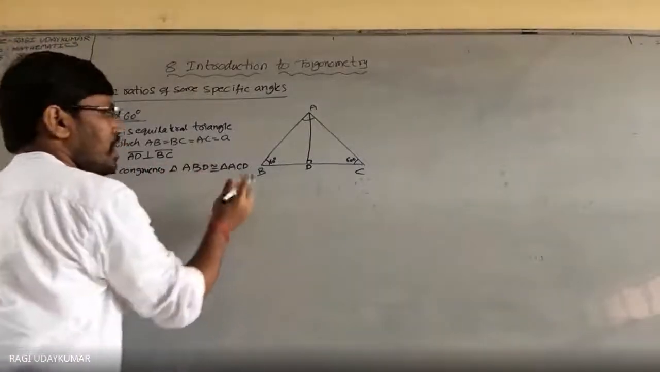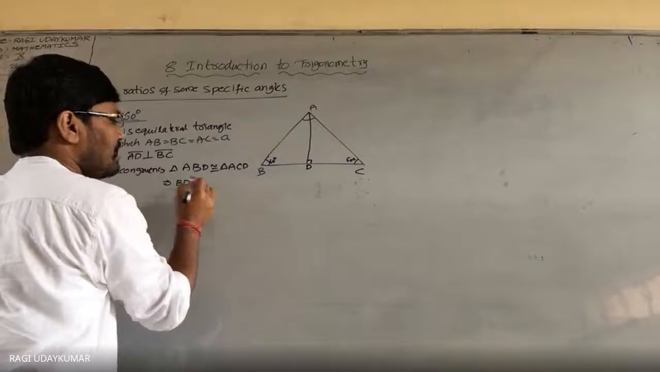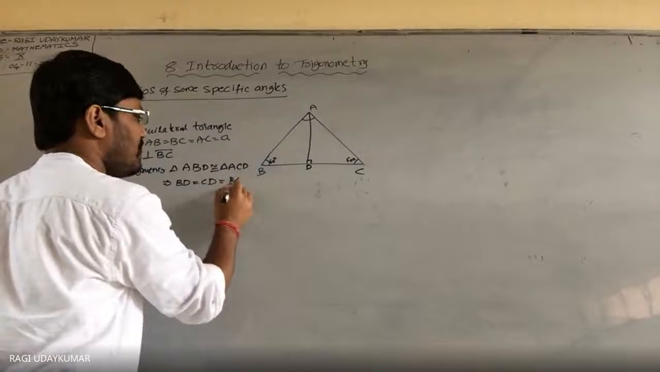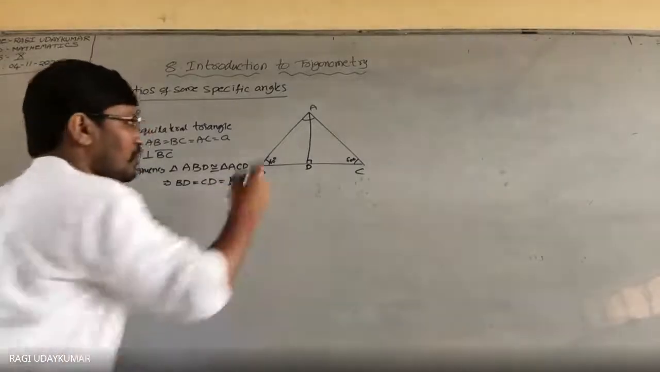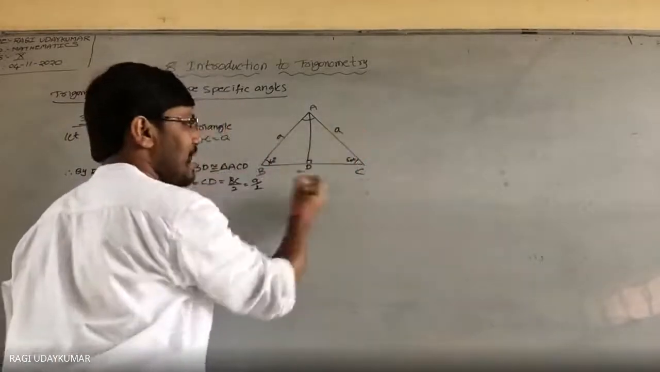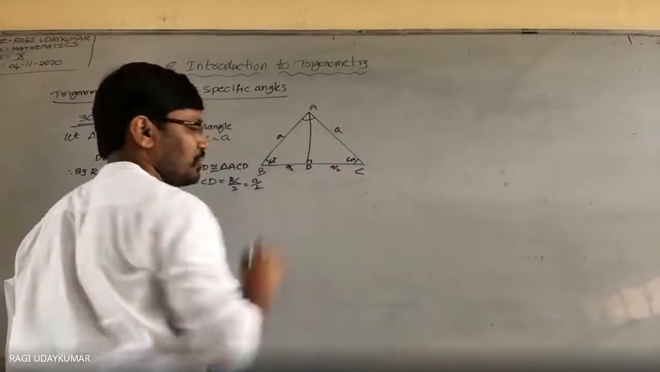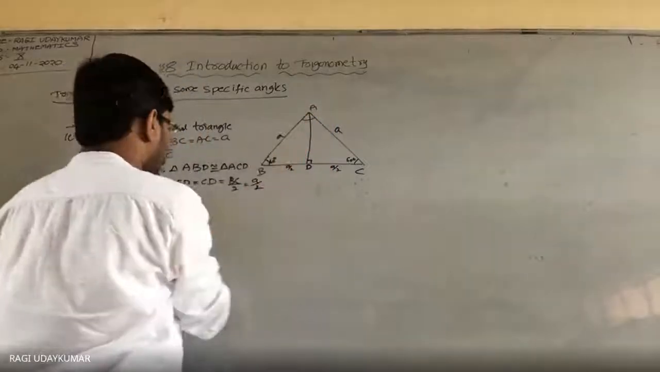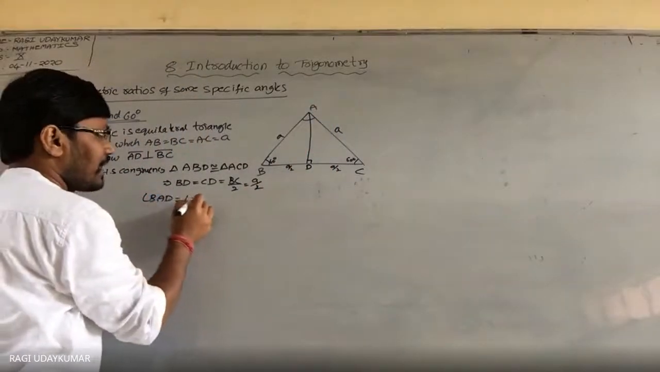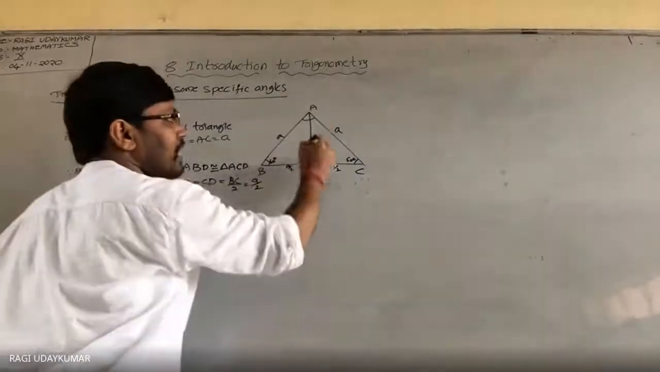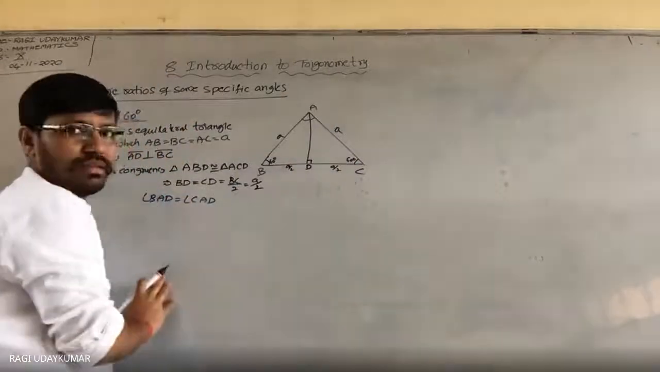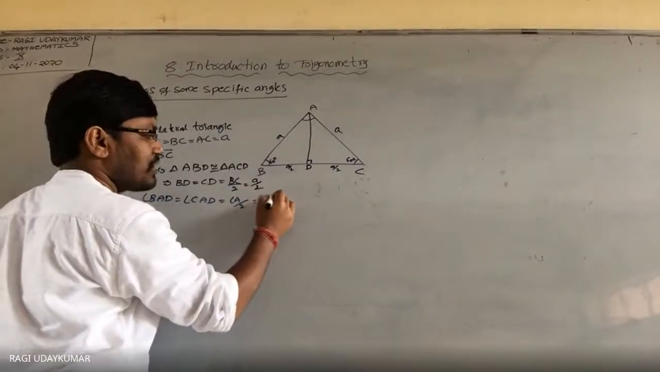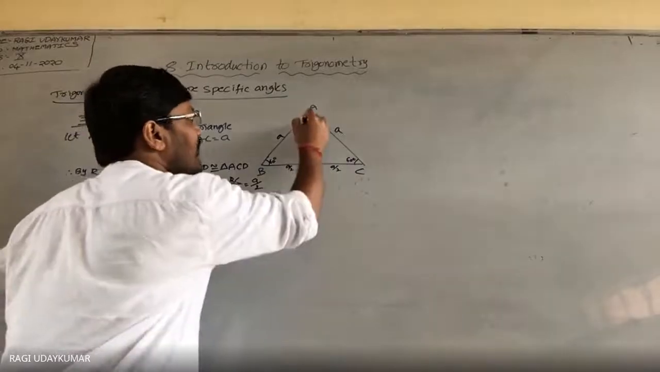From these two equal triangles, by CPCT, BD is equal to CD, which is half of BC. That is nothing but a by 2. So BC is a completely, and this part is a by 2, this part is a by 2. In the same way, angle BAD is equal to angle CAD by CPCT, which is equal to half of angle A. Angle A is 60 degrees, half of 60 is 30 degrees. So this angle is 30 degrees.